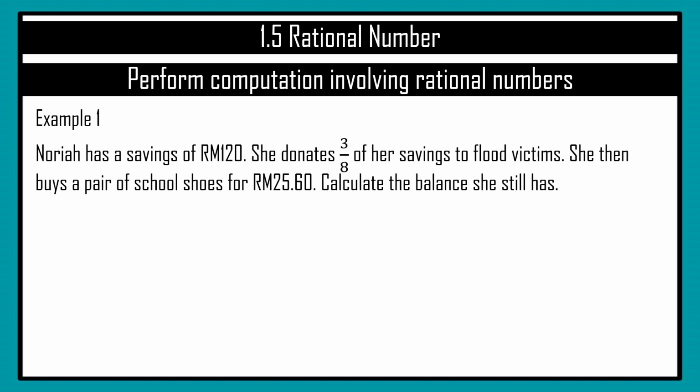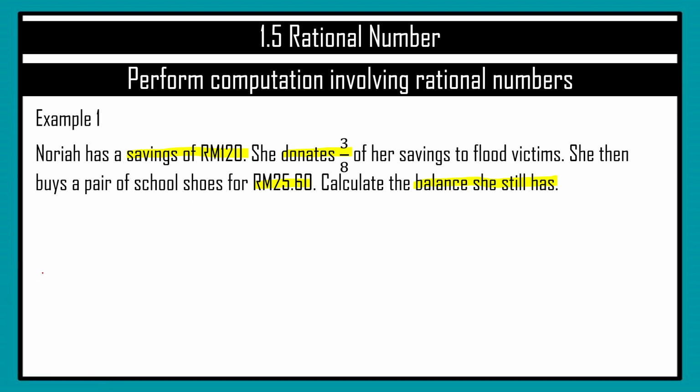Right, so let's look at the information given. Number 1, I know that she has a saving. That means the money is hers, of 120 ringgit. So she donates, which means giving away, 3/8 of her saving. And then she buys, that means the money goes away again, for 25 ringgit 60 cents. So after donating and spending that much money, we want to know how much she still has. Right?